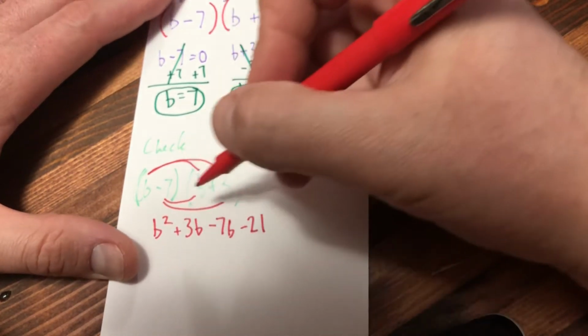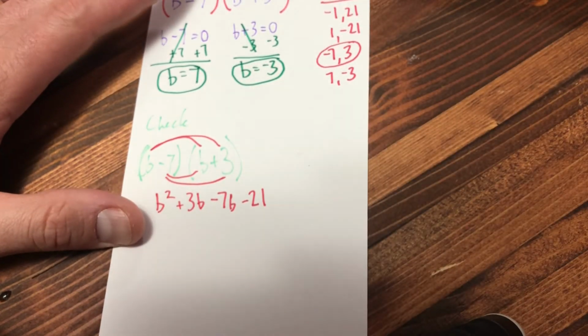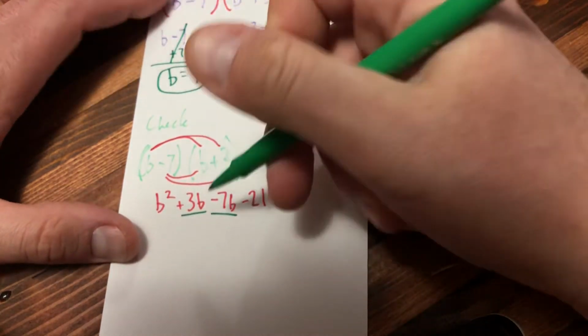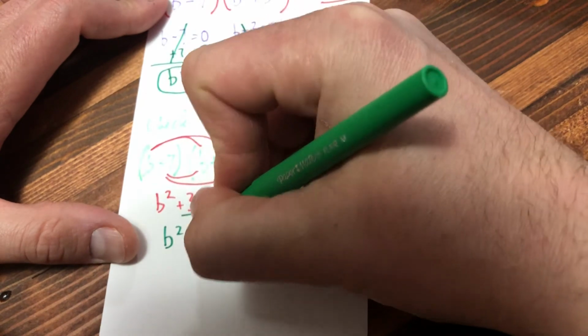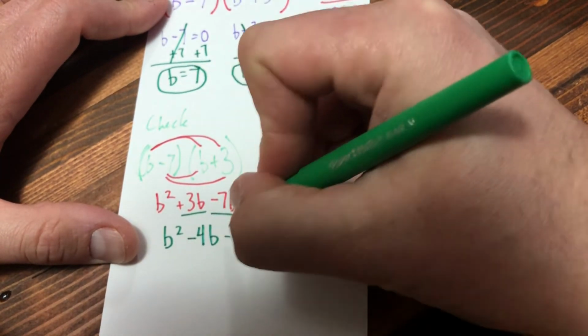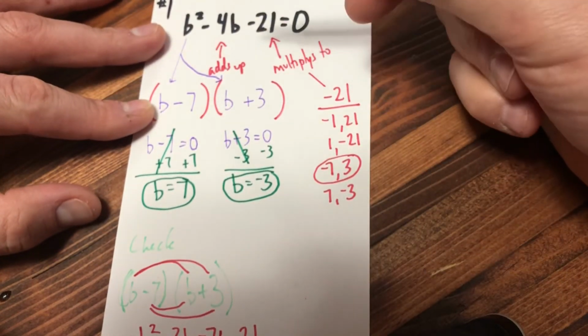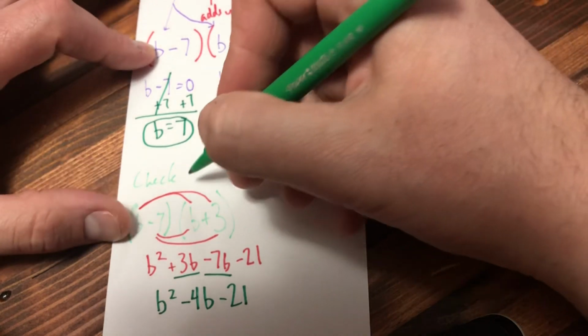Now let's take a look here. The next thing I would do, you are already saying it. I can hear what you're saying. You're going to combine your like terms. So that's my 3b and my negative 7b. So I would get b squared minus 4b minus 21. And that's the same as our original problem right here: b squared minus 4b minus 21. Same thing. All right, so that's a check.